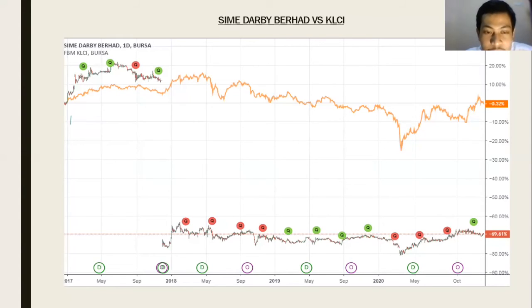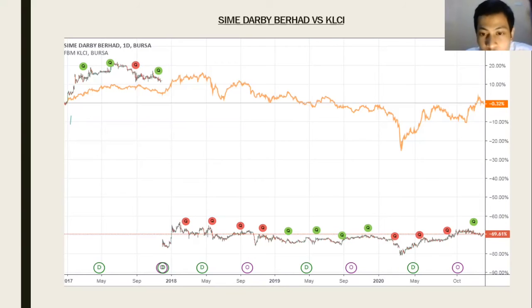The analysis helps the investor to forecast the future price projection. From the figure, you can see that Darby Berhad's performance is higher than the FBM CLCI index, but starting from the end of November 2017, the price dropped below the CLCI index until December 2020. The performance for both Darby Berhad and the CLCI index shows a downtrend from 2018 until April 2020.